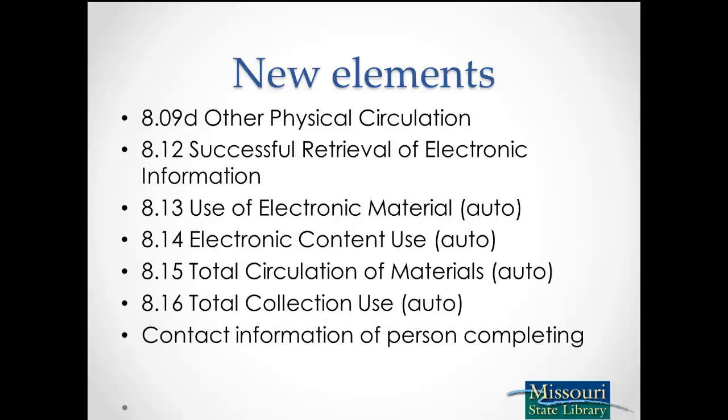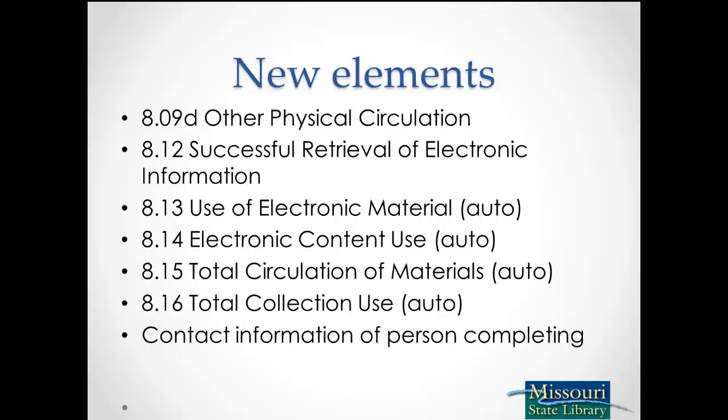8.09d, other physical circulation, was added to capture the circulation of items like cake pans and fishing poles that can be checked out and have a defined circulation period. Items without a specific circulation period like seeds would not be counted in this category. Do not include items counted in any other circulation category.